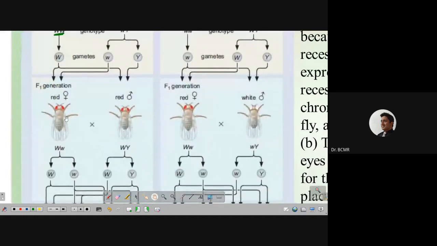The individuals will form, they can form either of them. Red-eyed female and also red-eyed male. So having a red color is dominant. Although the individual got capital W and small w, because capital W is dominant and it represents red color, that is being exhibited in this female. In the male would have had Y.